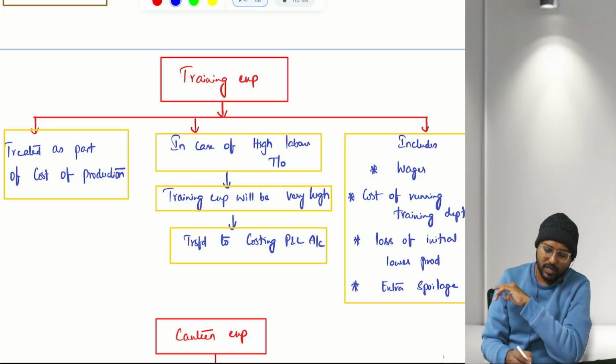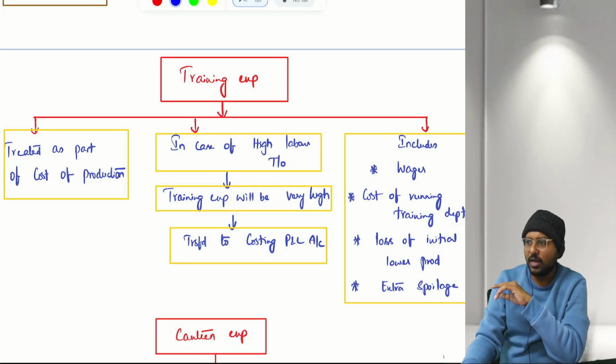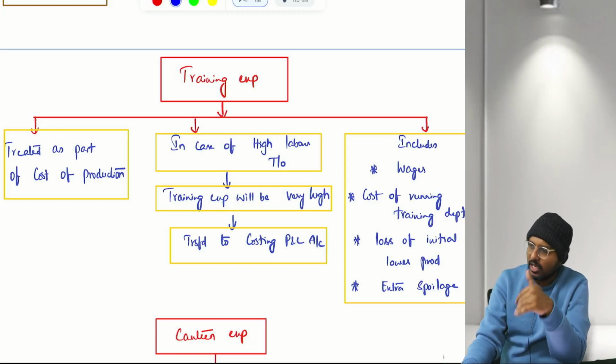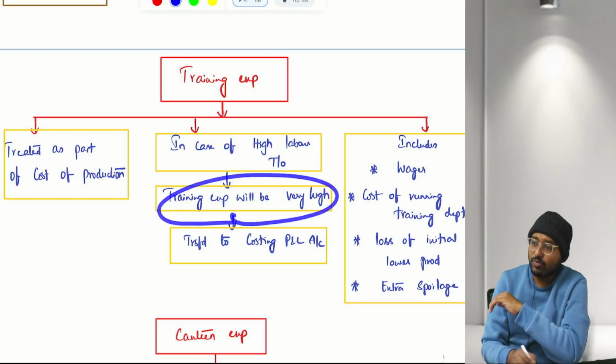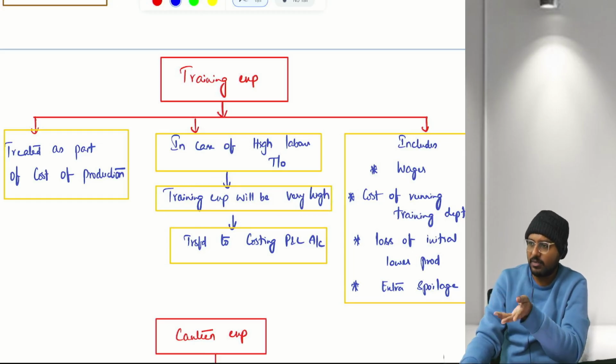Because of that, what will happen? Your training expenses will be very high. Why? Again and again you have to train new people. If there is no labor turnover, the same people will be there. If you train once, that's enough, and they'll be doing the job in your company for years together, correct? But that's not the case here. People are leaving your company, then new people are coming, and again you have to train them. Again, whoever has been trained leaves the company, again you recruit, and again you have to train them. So your training expenses will be abnormally high.